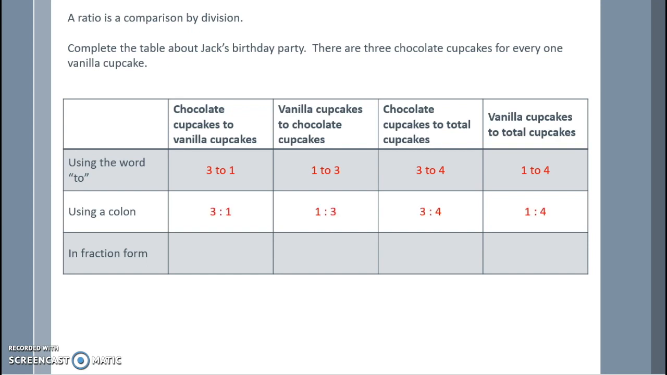Using the semicolon, our numbers stay in the same location just with the semicolon. And in fraction form, the numbers stay the same. We use them in fractions.